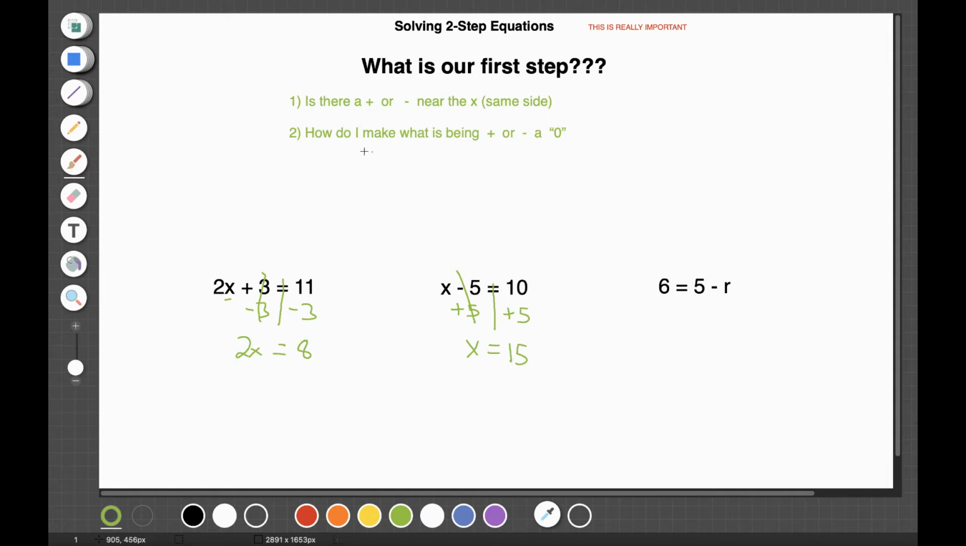Now, we have to think, how do I make what is being added or subtracted a 0? This is a positive 5. So we need to subtract 5 to make that a 0, because that's a positive 5. Even though there's that minus here, that's positive. So 5 minus 5 is 0. That's what you want. Okay, so if we do that to one side, we need to do it to both sides. Okay, 5 minus 5 does cancel out. We didn't do anything with that negative, so that negative comes down. We still have equals. 6 minus 5 is 1. Okay, so there is our first step.